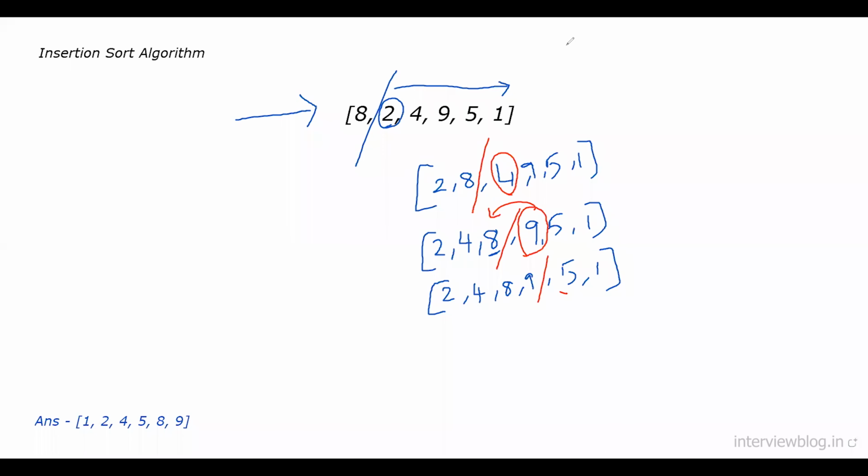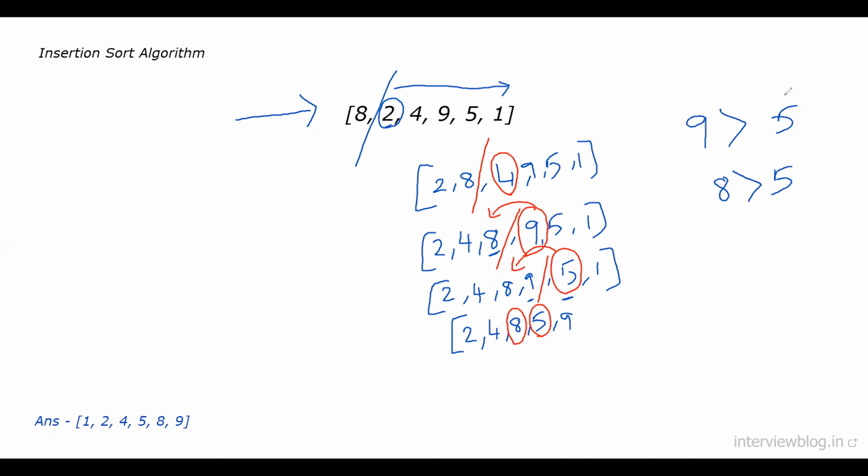So now we will try to insert this 5 into the tentatively sorted list. To insert 5, we'll initially compare this 9 with 5. We can see that 9 is greater than 5. Hence, we need to swap 9 and 5. So the tentatively sorted list becomes 2, 4, 8, 5 and 9. Now we need to compare 5 and this 8. While comparing 8 and 5, we can see that 8 is greater than 5. Hence, we need to perform a swap and our tentatively sorted list now becomes 2, 4, 5, 8 and 9.